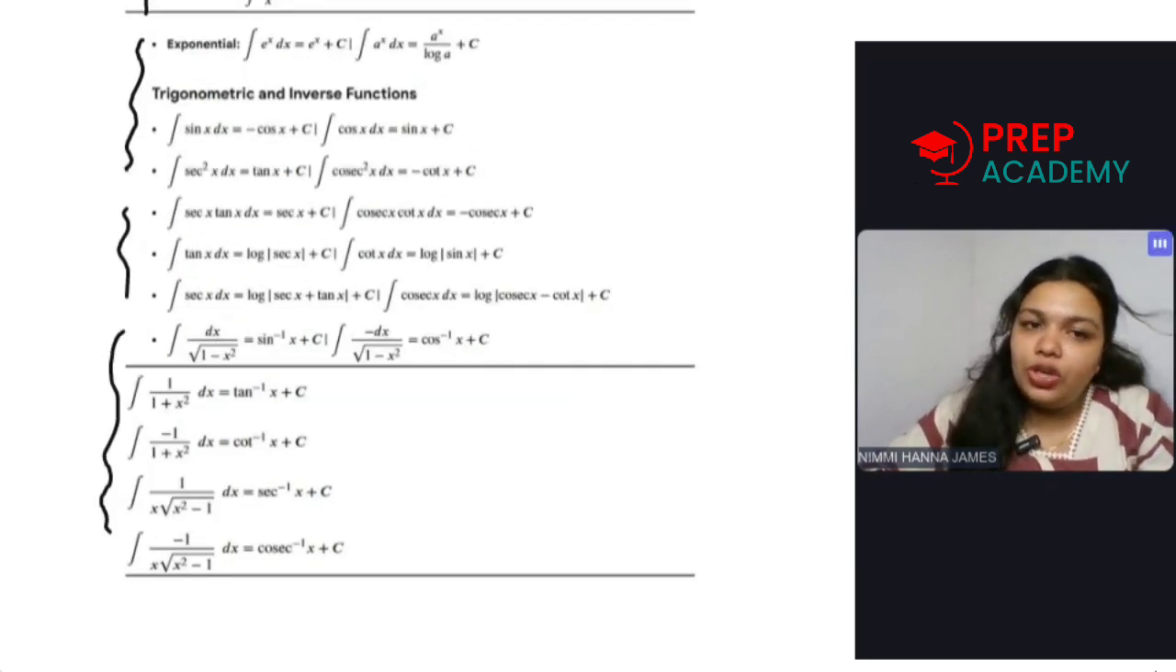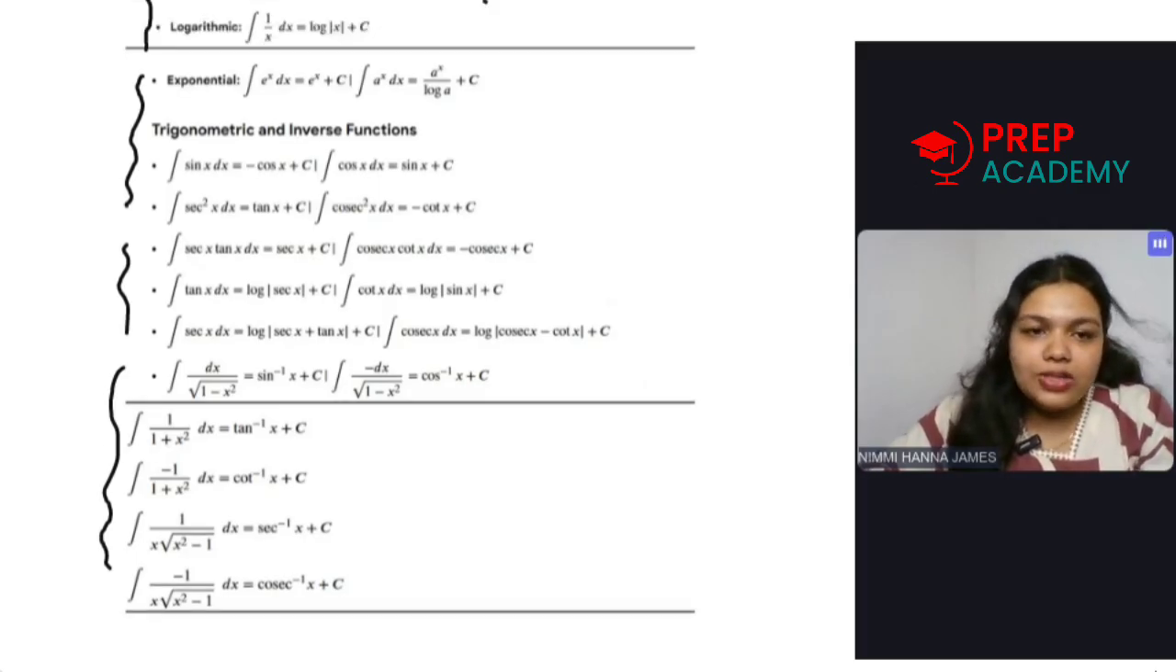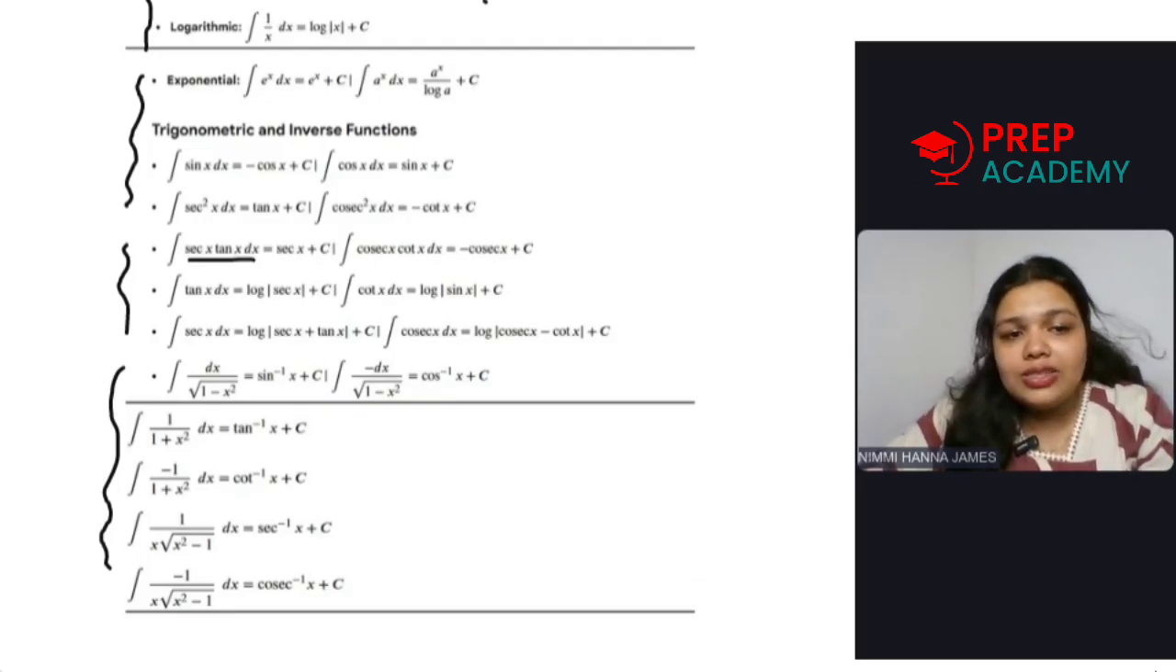Only if you know this can you proceed with the chapter. If you know all of these formulas by heart, then this is going to be very easy. Otherwise, it might be a little bit hard. So if you have not yet studied this, learn it right now. All of these values for x raised to n, 1 by x, e raised to x, sin x, cos x, sec square x. And look here, the integral of sec x tan x.